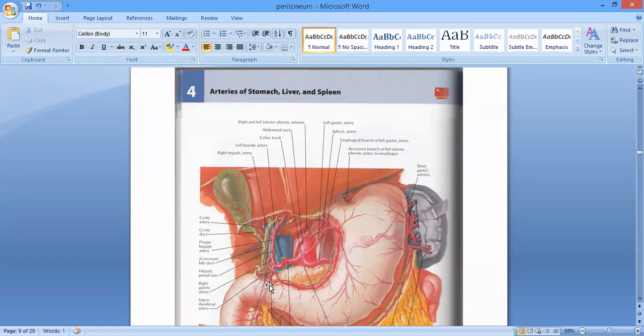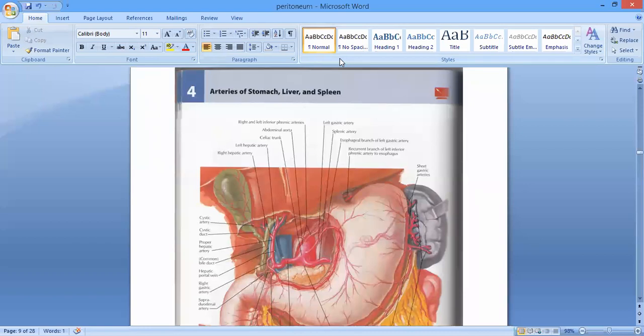ठीक है जी? So the foramen of Winslow और the epiploic foramina की boundaries आपको चाहिए. कोई प्रॉब्लम तो नहीं है बच्चे? Everything is clear जी? Yes. Okay. Okay, time we have.